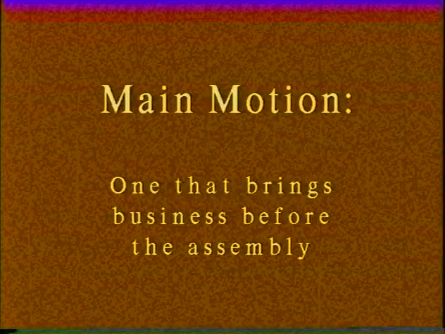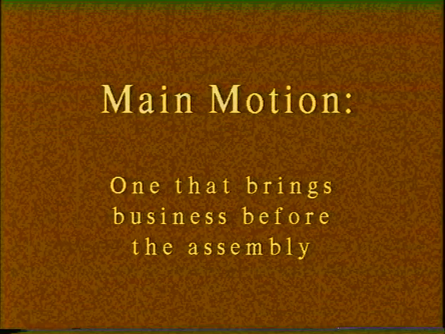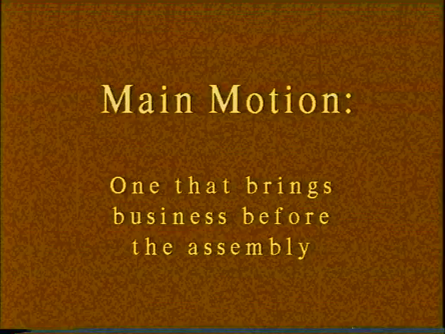A main motion is defined by Robert's Rules as one that brings business before the Assembly. To make a main motion, you must first obtain the floor. The correct way to do this is to stand and address the presiding officer, Mr. Chairman or Madam Chairman, or Mr. President or Madam President. The presiding officer will either say your name or nod at you. This means that you are being assigned the floor.